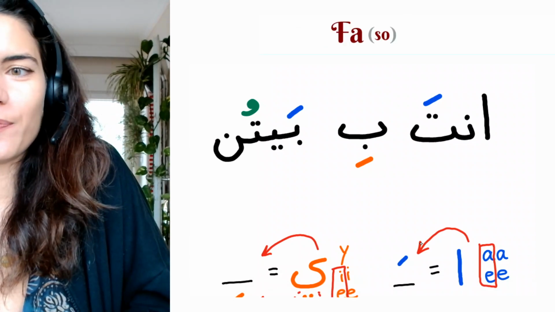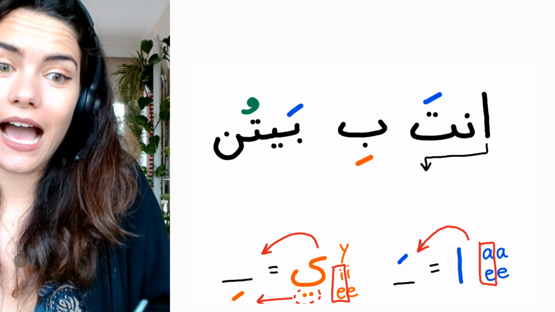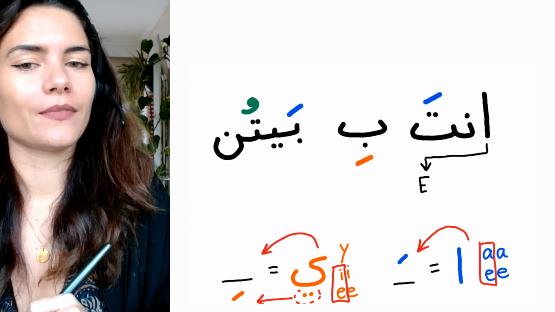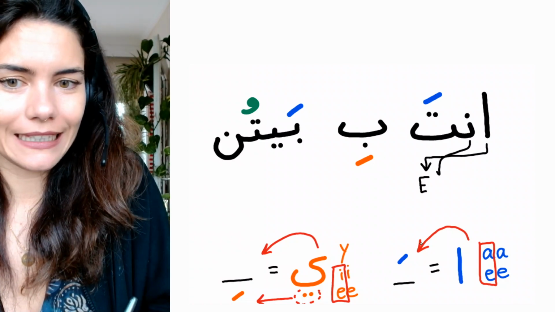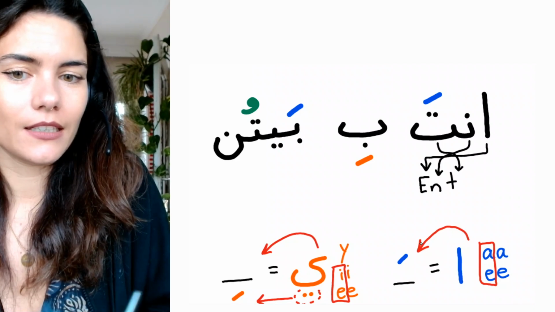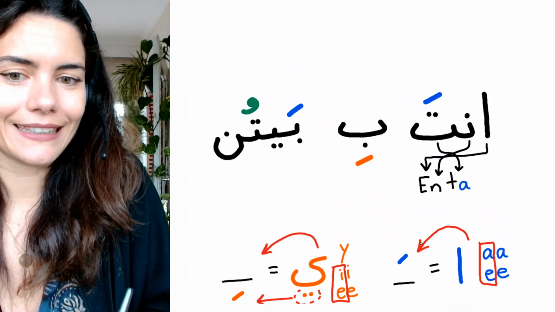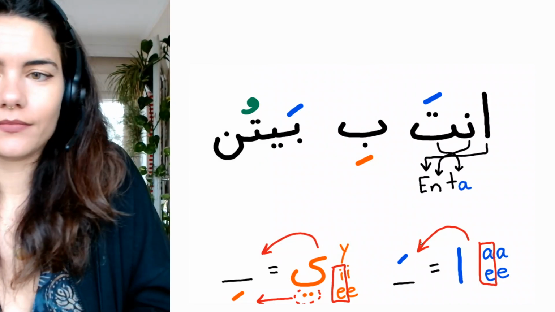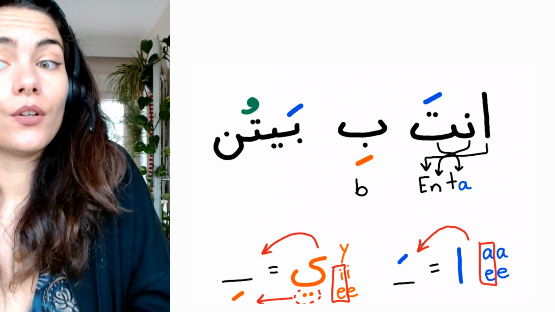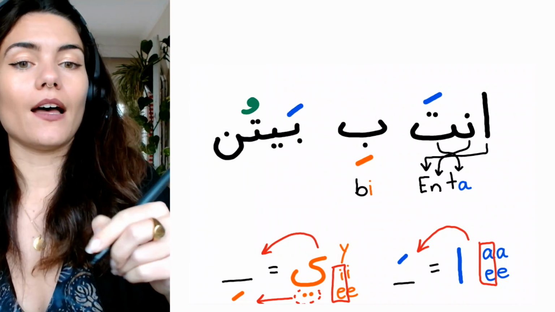طيب. Fa. We start here. We have the first letter is an a or an e. In this case, it's going to be pronounced as an e. Then we have the letter n, n, the letter t, topped with a fatha with an a short vowel. Enta, enta. Then we have the letter b with a stripe beneath. That's the letter e. Enta, b.